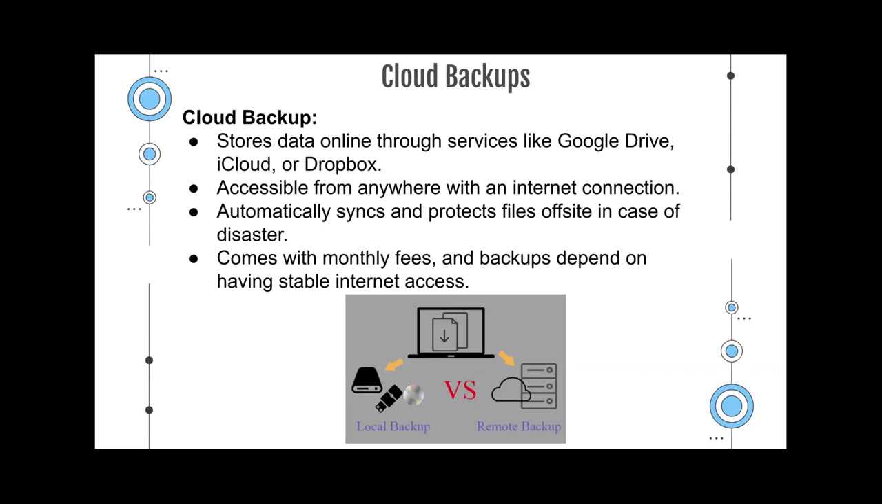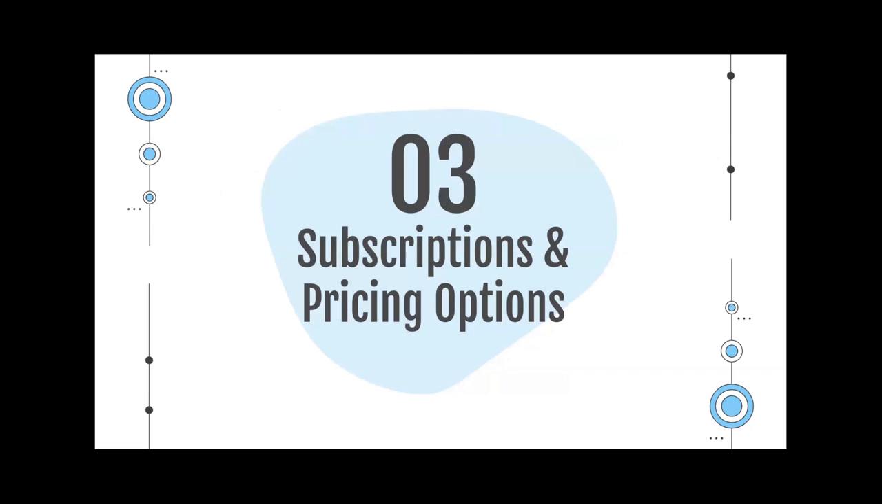And then cloud backups, where you store data online through services like Google Drive, iCloud, or Dropbox. This makes files accessible from anywhere with an internet connection, and it automatically syncs and protects files offsite in case of a disaster. It comes with monthly fees, and backups depend on having a stable internet connection and access. So you can see both of these have their advantages and disadvantages, and it ultimately comes down to the user's preference.